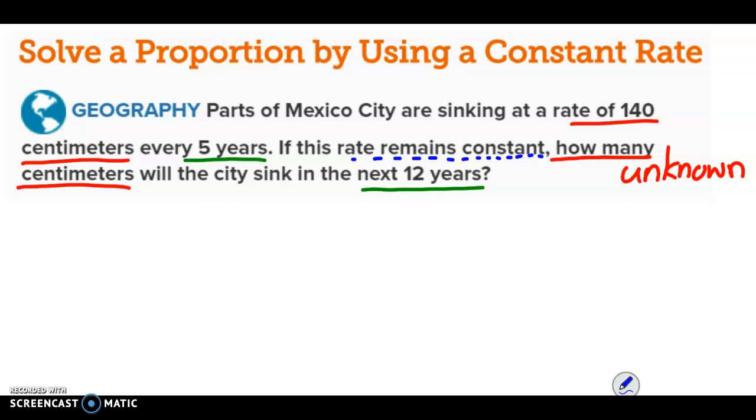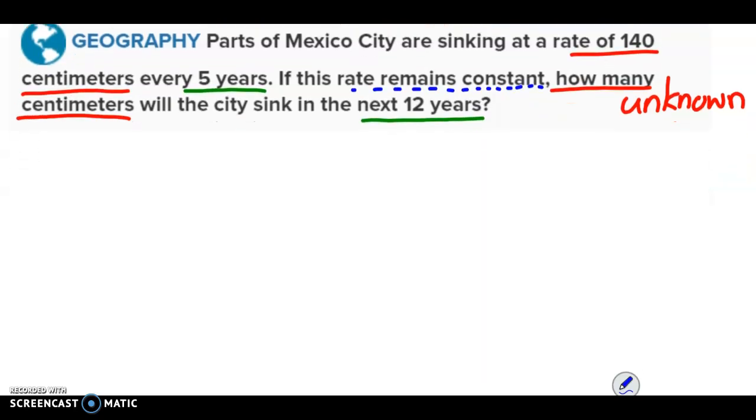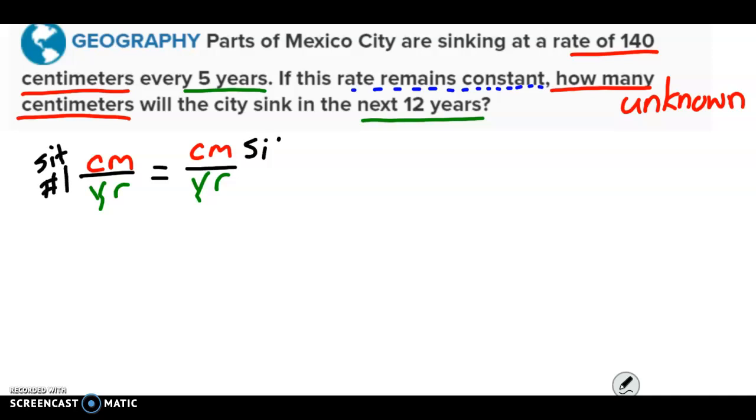So you can go a few different ways. For me personally, the easiest way is to kind of take the centimeters over the years. So that's going to be one of the rates, and set it equal to the other rate, centimeters over the years. So kind of what we're doing is we're taking situation number 1 and setting it equal to situation number 2.